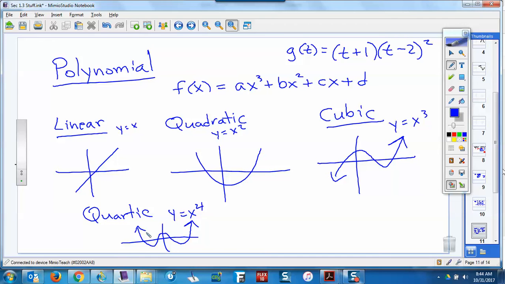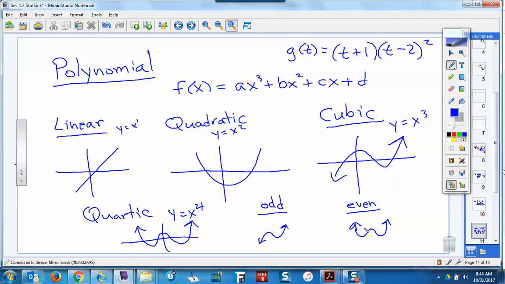And what you start to recognize is that odd powers, like x to the first, x to the third, those tails are going to go opposite directions. If you have even functions, tails are going to go the same way, either up or down. If you put a negative on the leading coefficient, it's going to flip it. If you put a negative x squared, we all know that parabola will go upside down.